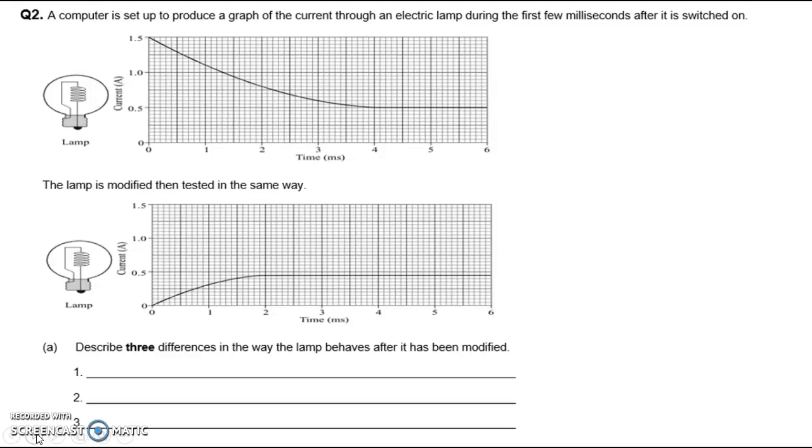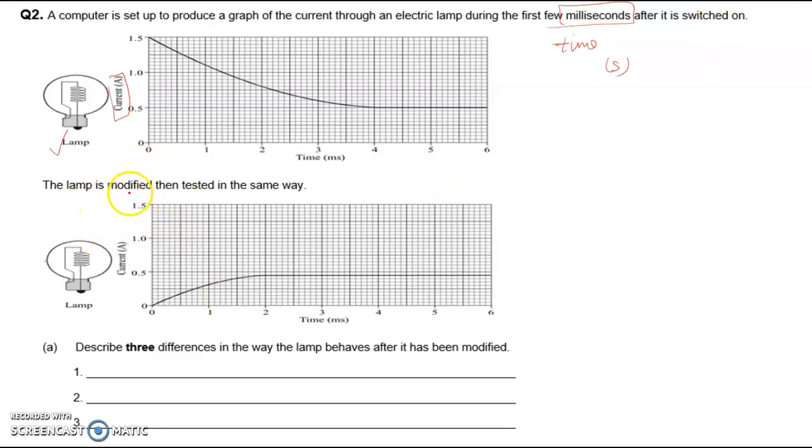So whenever you're faced with such a question, start with the simplest thing, read the question. A computer is set up to produce a graph. So we've got the graph here of the current through an electric lamp. So we've got the lamp there. During the first millisecond, notice the unit of time. We know that the time needs to be in seconds, so we would need to remember to convert it if needed. Just keep that in mind after it is switched on. So we've got time here, we've got current on the y-axis.